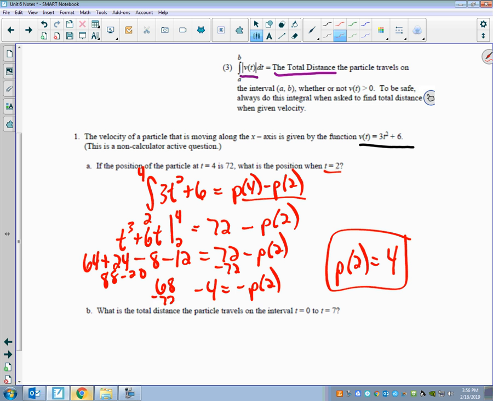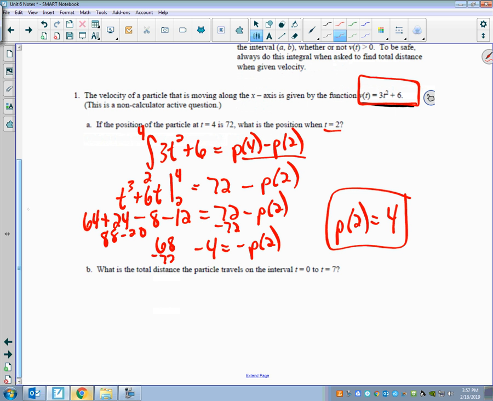Well, how do we know if it's going to be positive if it's no calculator? Well, think about this. In this function, will the velocity ever equal 0? No, because it's 3t squared plus 6, so no matter what we plug in for time, it's going to give us a positive number. So since it's never changing directions, we can just do the integral from 0 to 7 of the velocity function, and that's going to give us the total distance.